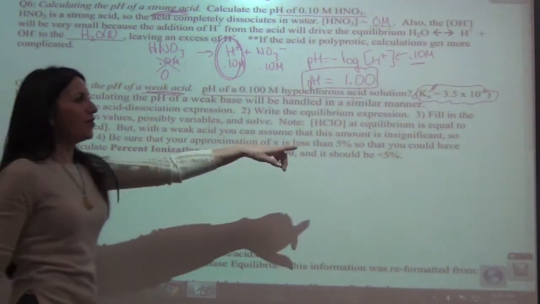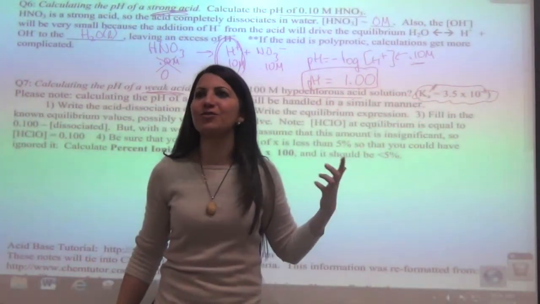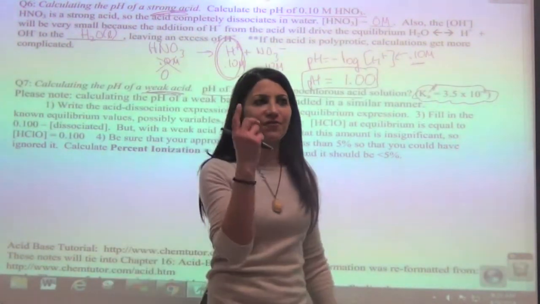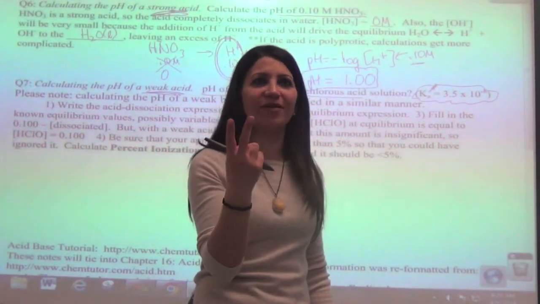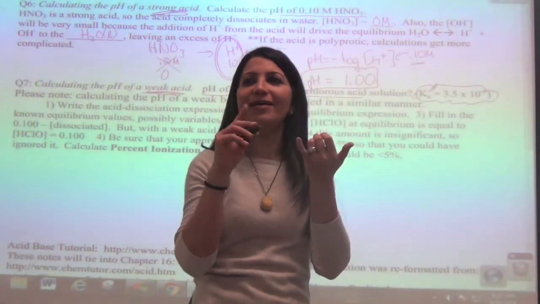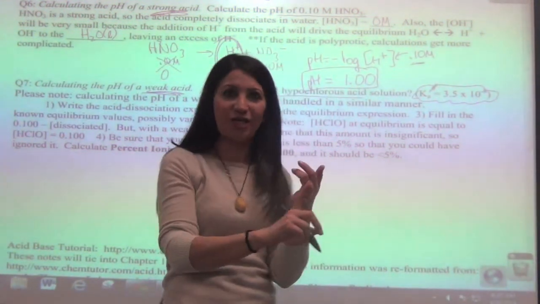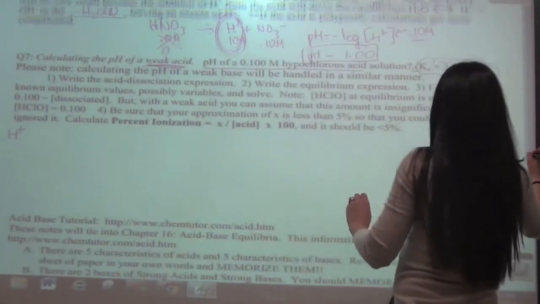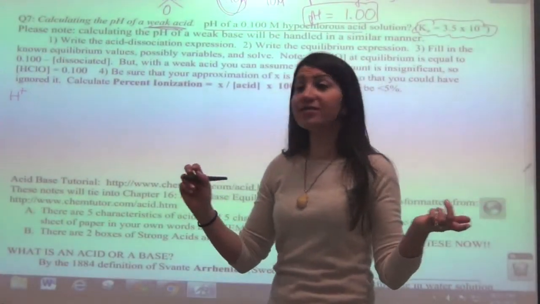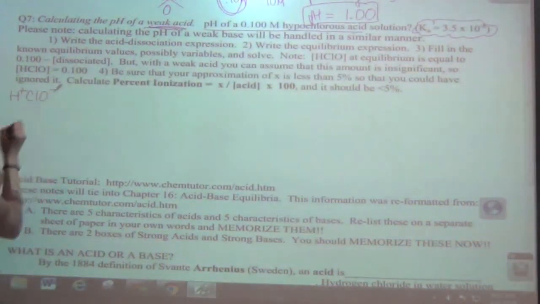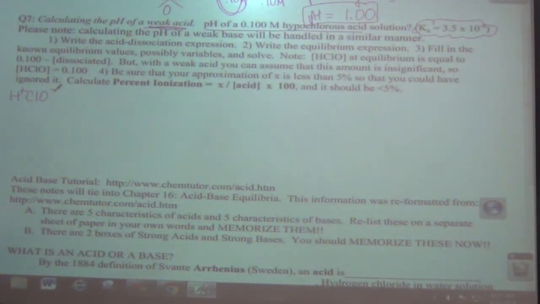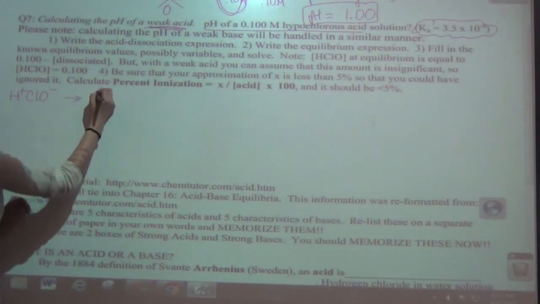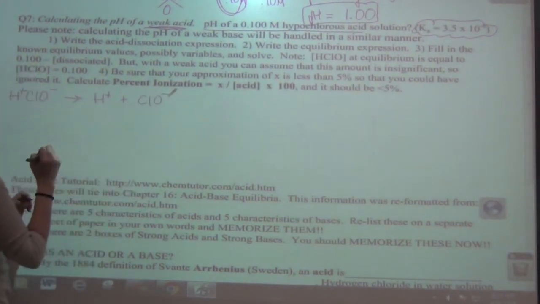Whenever you're given a K, I want you to think back to when we were doing equilibrium. The first two things you need to do every single time you're doing an equilibrium are to write the equation and write the expression. So it's hypochlorous acid, HClO. What does hypochlorous come from? Hypochlorite, which is ClO minus. Perfect. And what is this going to break up into? H plus and ClO minus.